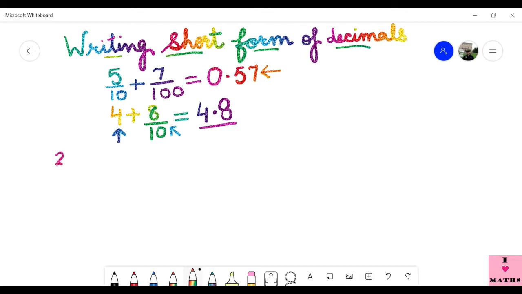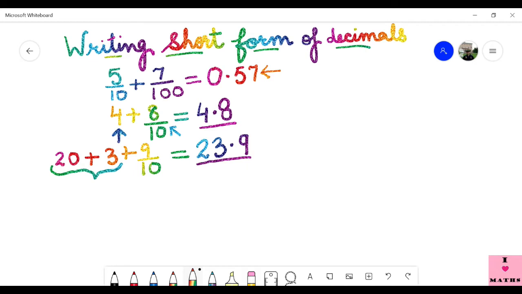Suppose the expanded form is 20 plus 3 plus 9 upon 10. Now, here we have two whole numbers, 20 and 3. And we know 20 plus 3 is 23. So, to the left of the decimal we will have 23, and we will have 9 at the 10th place. So, our answer would be 23.9.